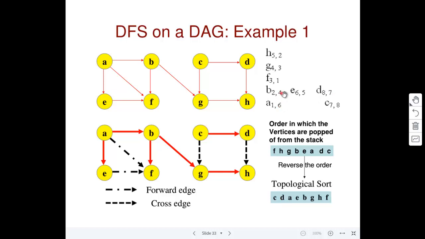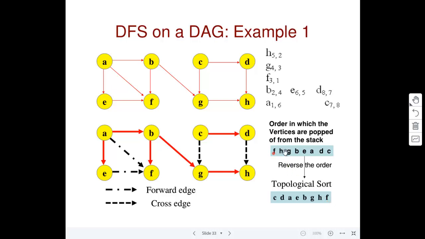Then E was the 5th vertex to be popped out of the stack, so you write down E. Then B is the 4th vertex, then G is the 3rd vertex, then H is the 2nd vertex to be popped out, and F is the first vertex to be popped out. So it is basically the reverse pop order. The reverse order in which the vertices were popped out of the stack is called the topological sort.